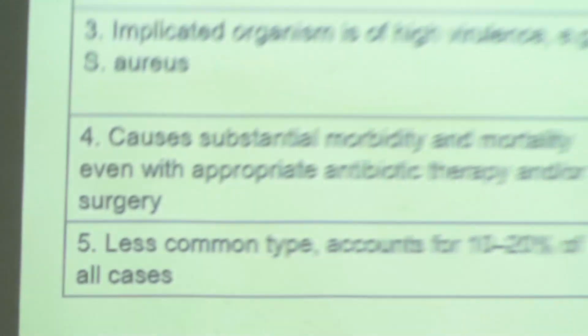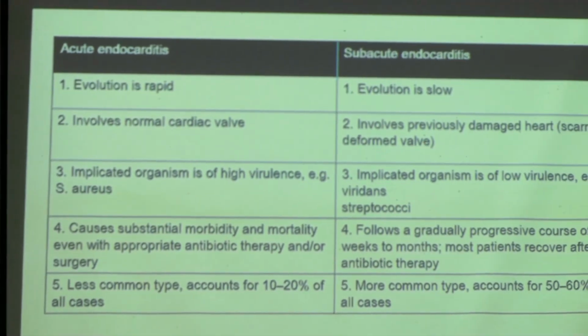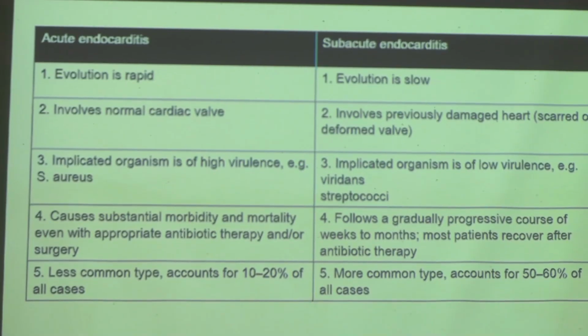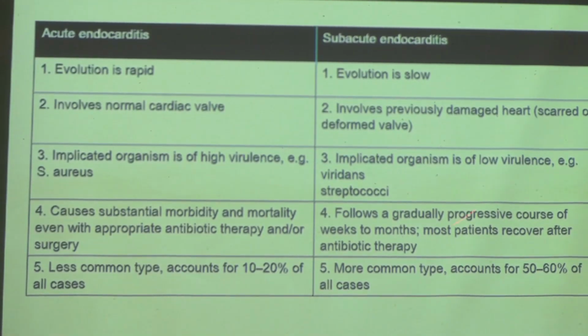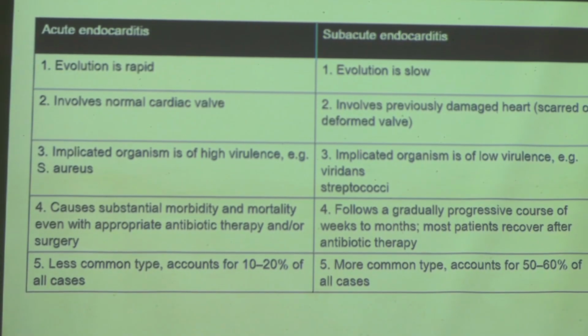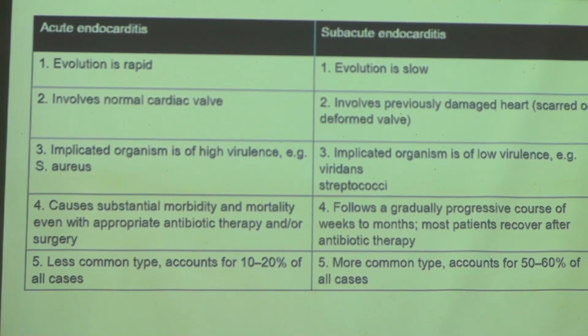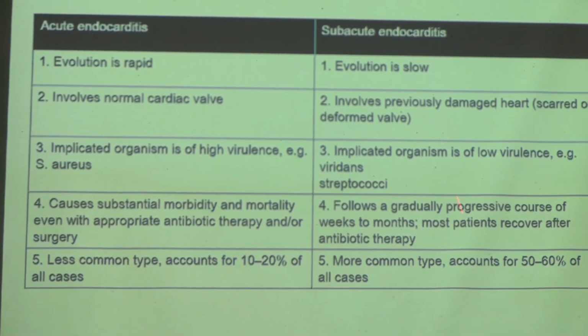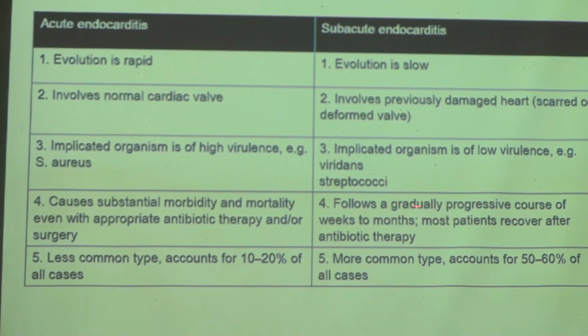So more commonly we have the subacute type. Subacute type is slow progressing. Mainly it involves a previously damaged heart, where the valves are already scarred or deformed. The implicated organisms are of lower virulence, like Viridans streptococci, CoNS, and so on. It follows a gradual progressive course of the disease and most patients can recover. It is the most common type, 50 to 60%.